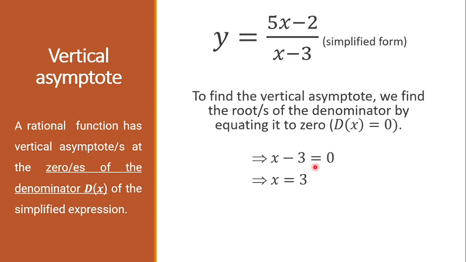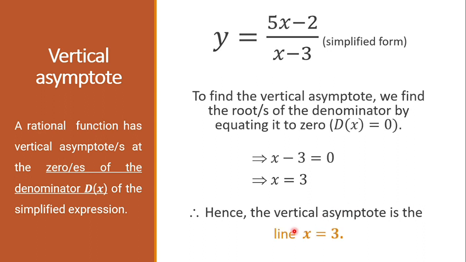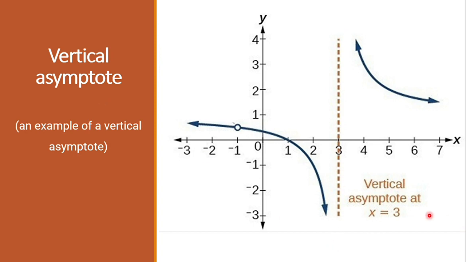Transposing negative 3 to the right side of the equation, we obtain x equals positive 3. Now, we can say that the vertical asymptote of our rational function is at the line x equals positive 3. So this is an example of a vertical asymptote at line x equals 3. You can see that this part of the graph tries to approach as near as possible to the vertical line at x equals 3, and the other side of the curve as well tries to go nearer and nearer to the line, but they will never intersect with each other at any particular point.